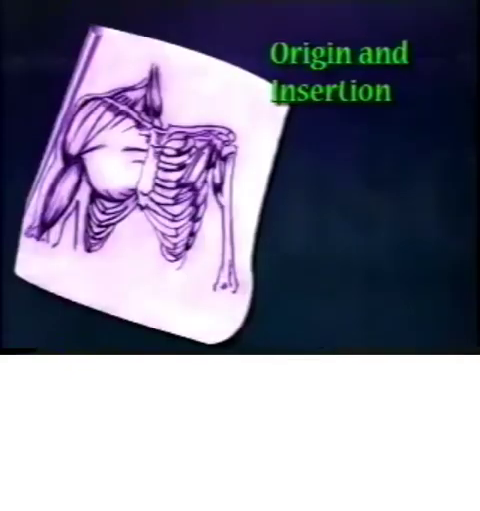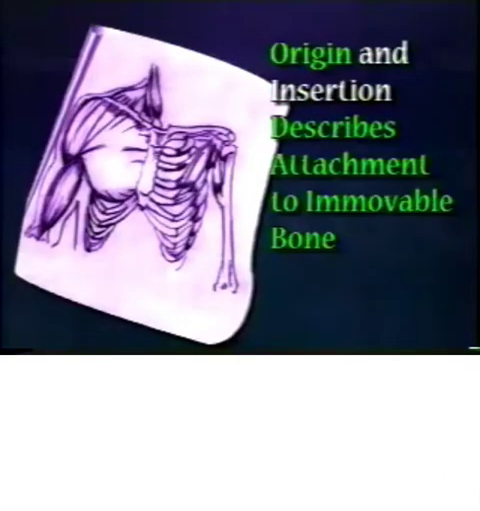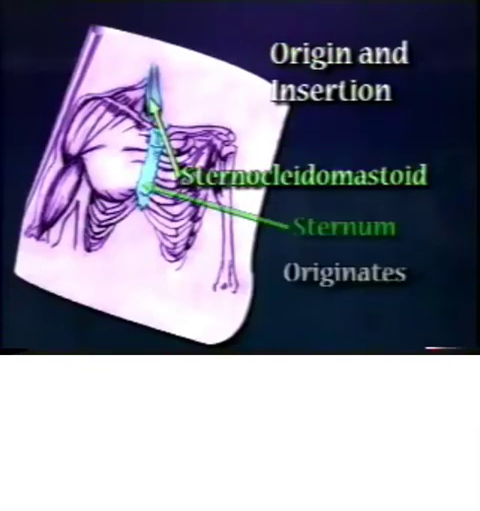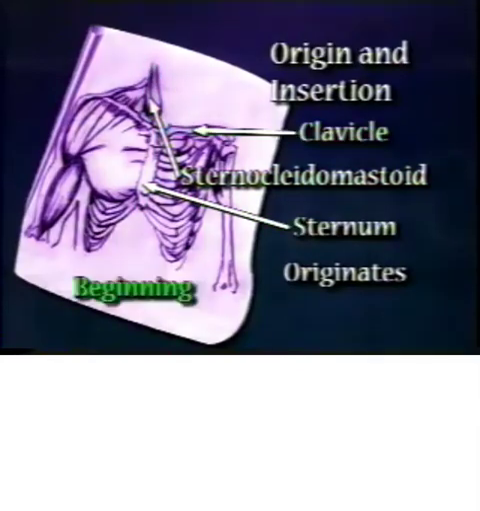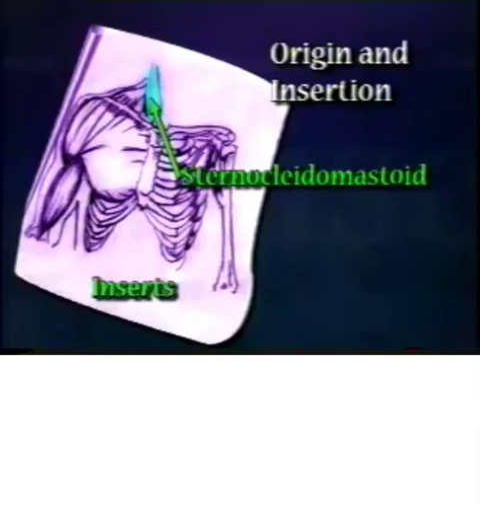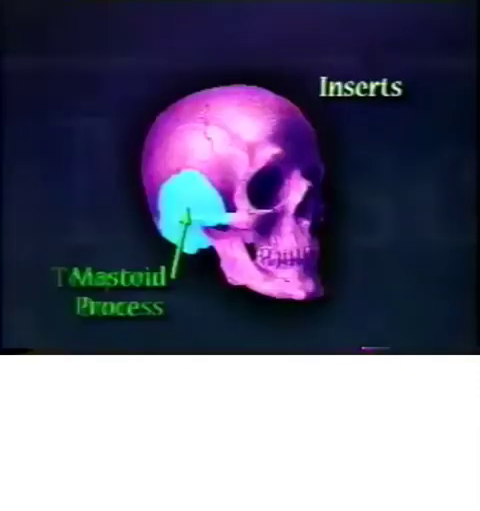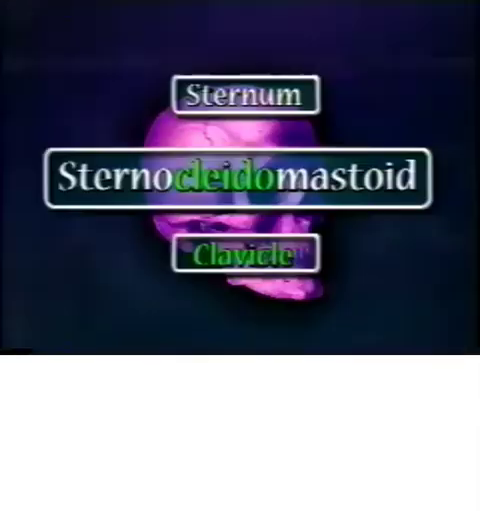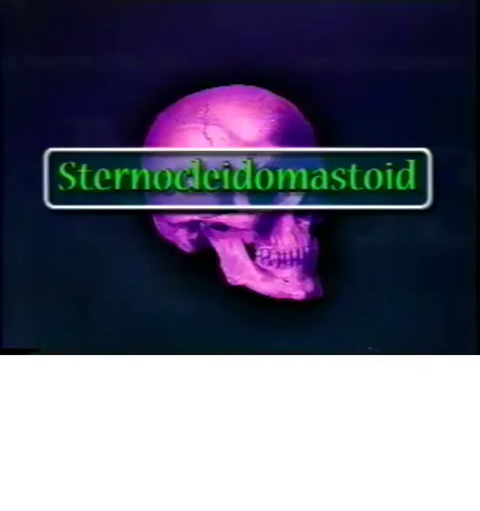Next up, origin and insertion. The origin and insertion of a muscle describes its attachment to bones. Origin describes a muscle's attachment to immovable bone, and insertion describes its attachment to movable bone. Take the sternocleidomastoid muscle. This muscle originates from the sternum and clavicle. In simple terms, that's the beginning of the muscle. But the sternocleidomastoid eventually inserts itself on a part of the temporal bone called the mastoid process. We get sterno from sternum and cleido from clavicle. Then we get mastoid from mastoid process. Put it all together? Sternocleidomastoid. It's like a puzzle for science lovers.